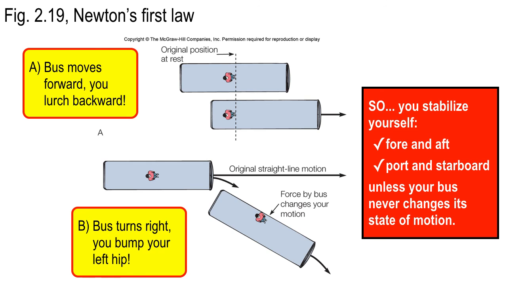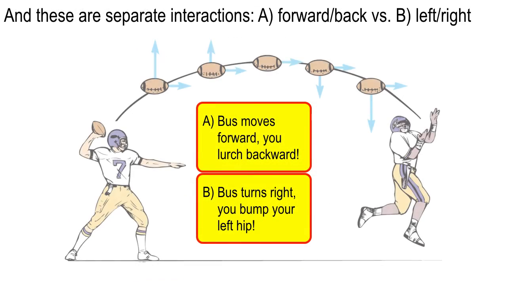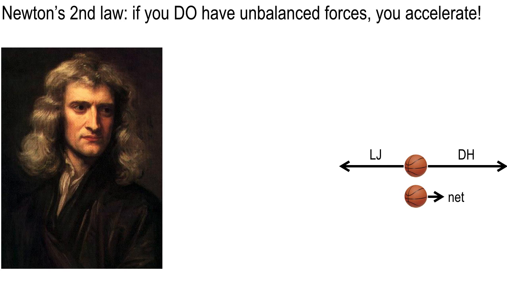That's why, if you get on the shuttle bus, there's all kinds of handholds all over the place, just for that reason. If you're in a seat, it's not a big disaster. But if you're in the aisle, you've got to stabilize yourself forward and aft. All right. Now here's another one.